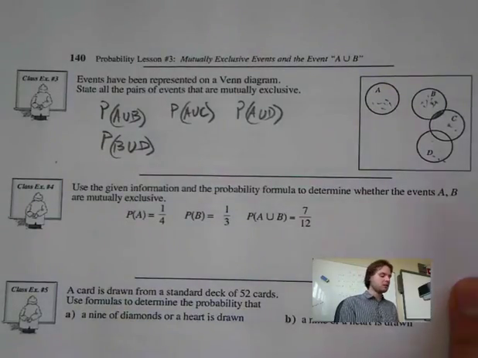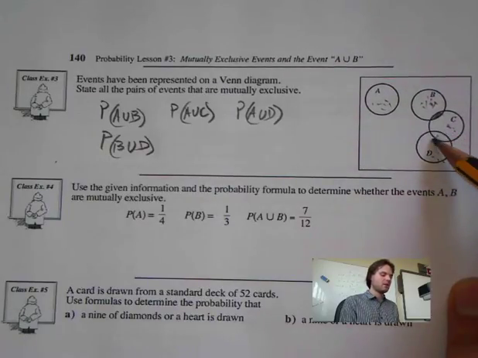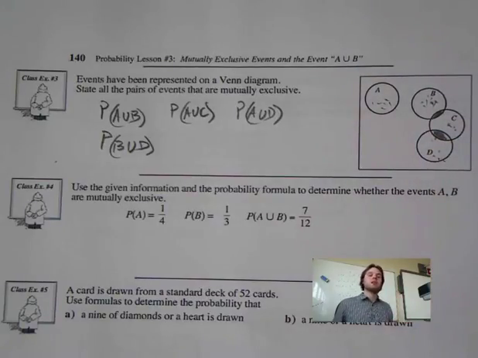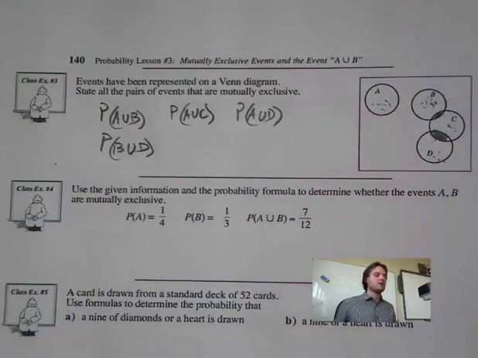Next one we're going to look at is C. Well, C is not mutually exclusive to D, is it? Because we have this overlap here. There are some things that are shared. We'd have to subtract this to find the union. Therefore, they are not mutually exclusive.